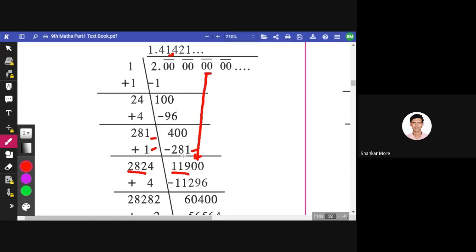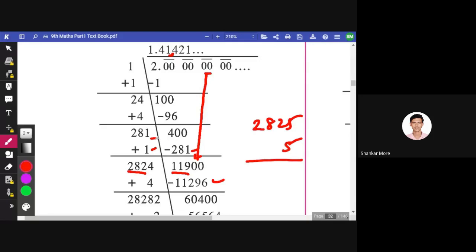Okay, so we have a bigger number now. Now we have to find such a number that its product should not exceed 11,900. If you multiply 2824 with 4, you will get this. And if you want to take 5 instead of this 4, 2825 multiplied by 5 will be greater than 11,900, so that is not acceptable.